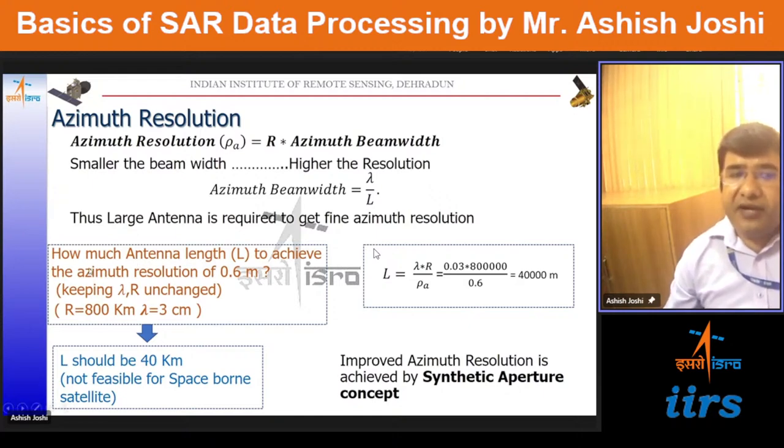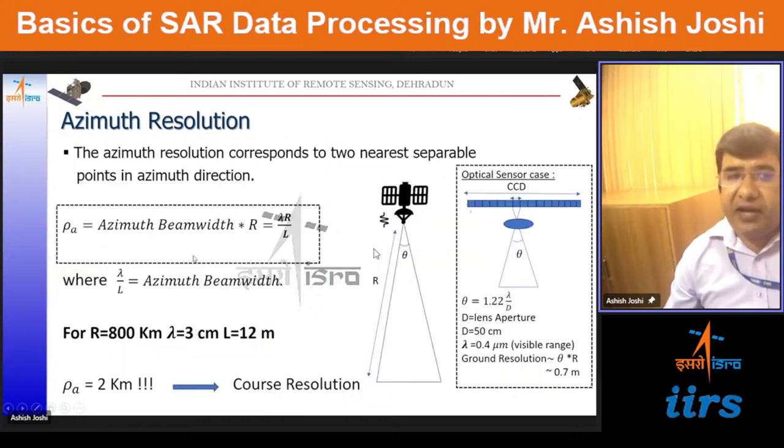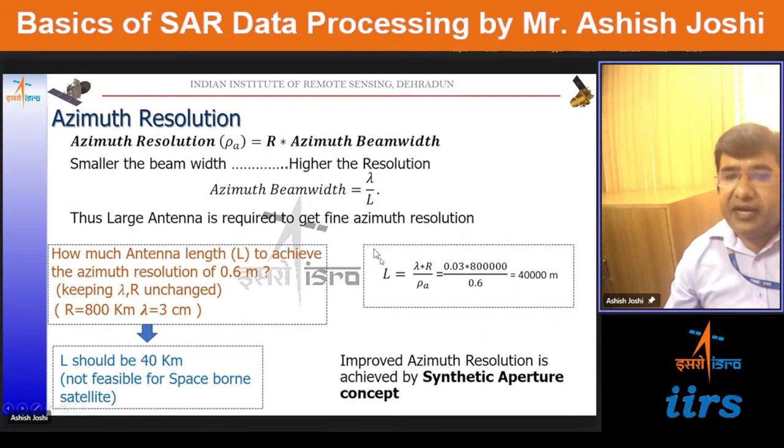We will formulate one question: how much antenna length is needed to achieve an azimuth resolution of 0.6 meter? Let us invert this formula. We get L equals lambda r by rho a, where rho a is the azimuth resolution, lambda is the wavelength, and r is the slant range. If we want a resolution of 0.6 meter, we substitute 0.6 meter, r as 800 kilometers, and lambda as 0.03 meter.